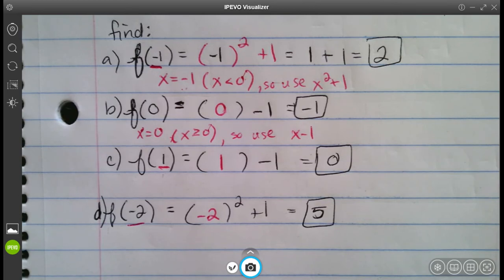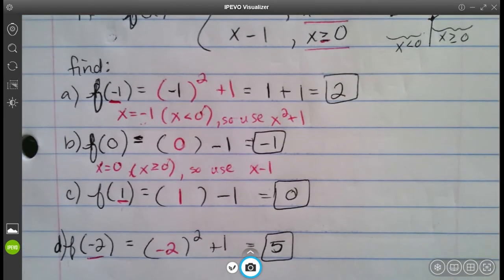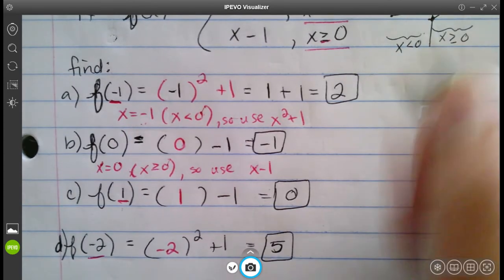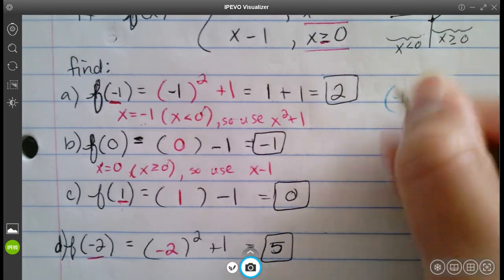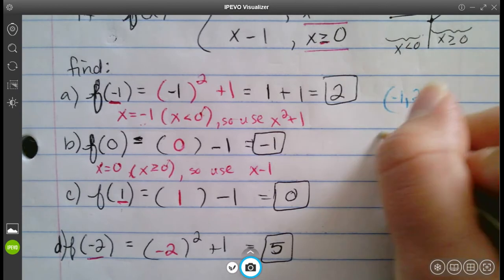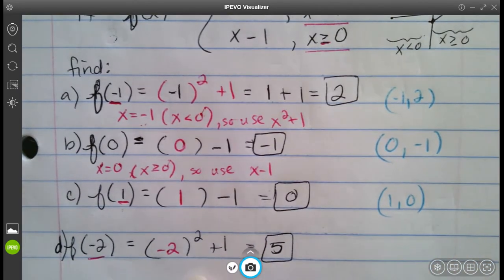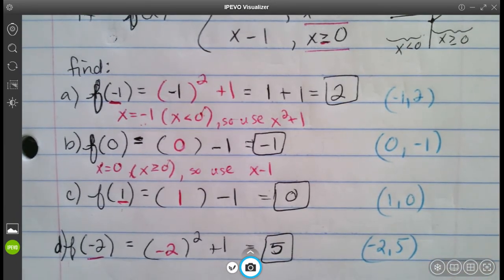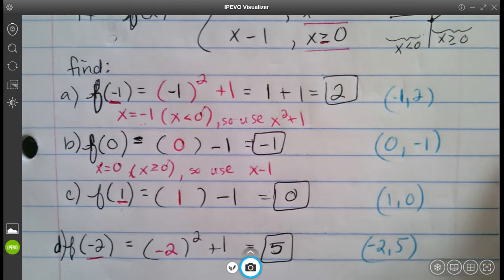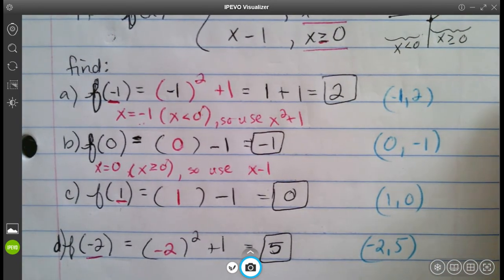And then as a last thing, I want to show you, okay, so you can kind of see how this all ties together. If we were to make all these points, okay, this ordered pair would be -1, comma 2. This one would be 0, comma -1. This one would be 1, 0. And this one would be -2, 5. So if you wanted to go above and beyond here, we could actually check these and see if it kind of falls into the little graph that I drew up here.